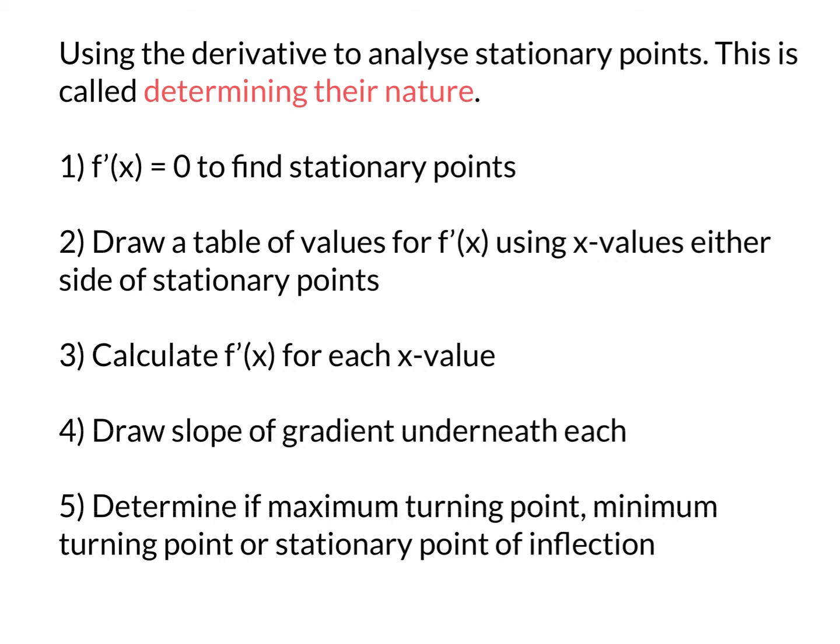You draw up a table of values for f dash of x using the x values that you got for your stationary points and then x values either side of the stationary point. You calculate f dash of x, so the gradient for each x value. You draw a slope of gradients underneath each. So we're going to draw positive, 0, negatives. And then we're going to determine from that if it's maximum, minimum, or stationary point of inflection.